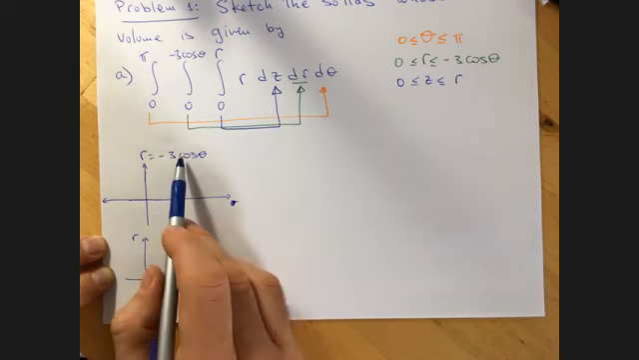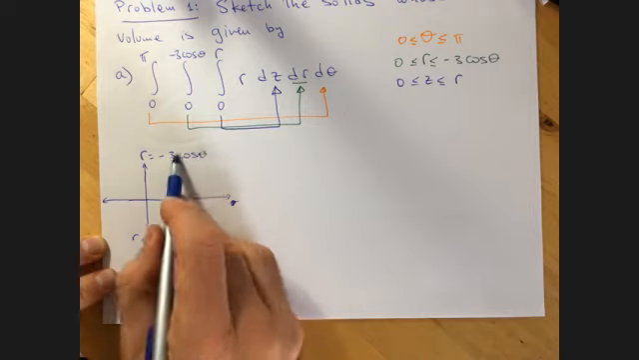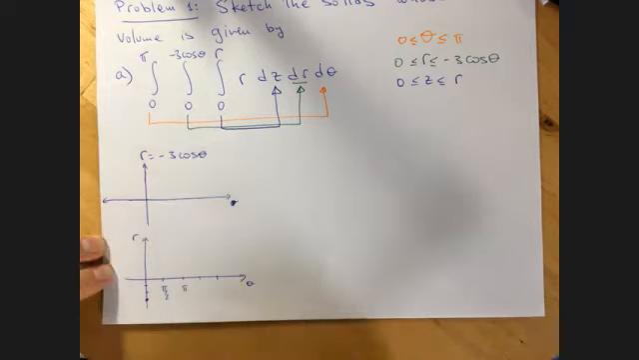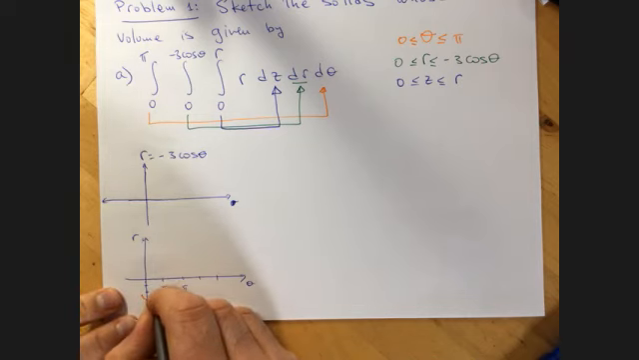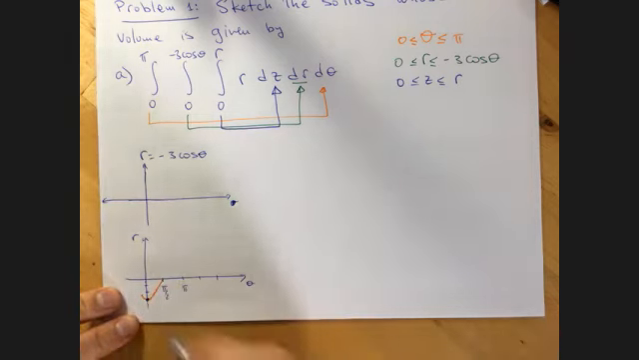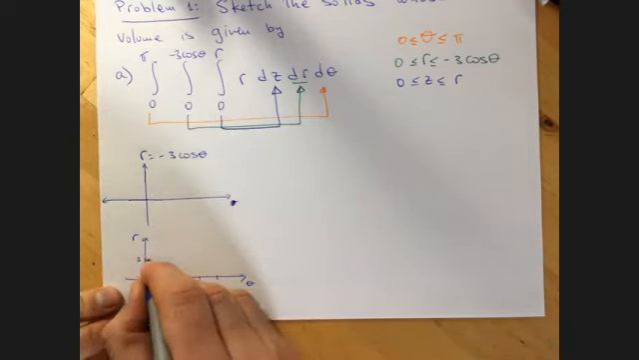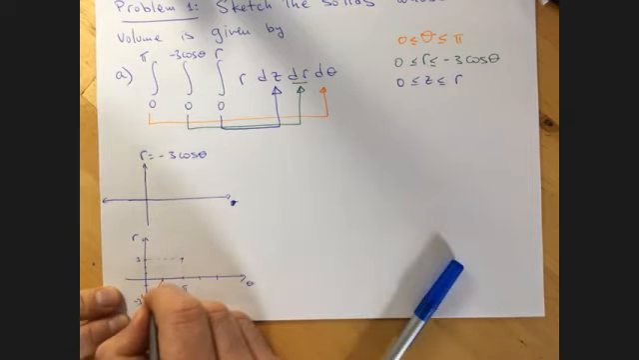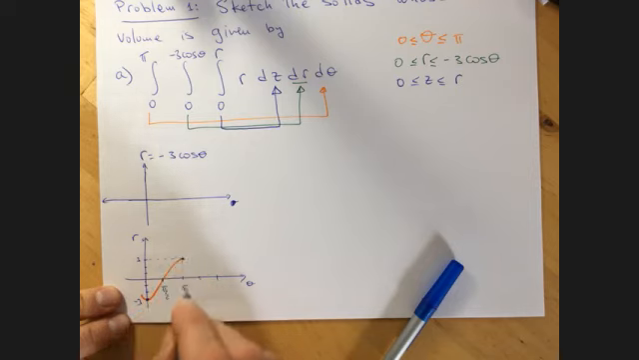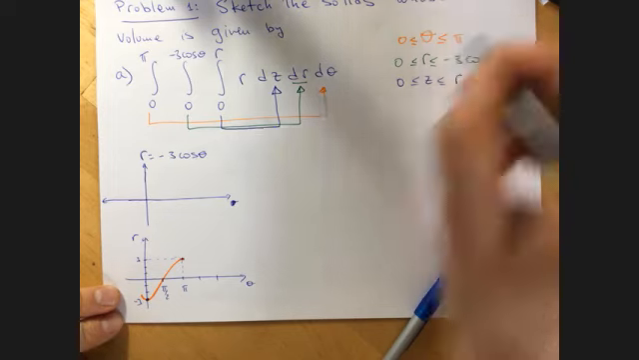When theta is going from 0 towards pi over 2, right? This is becoming smaller and smaller, so it goes towards 0. So it's like this. Then 1, 2, 3. This is -3, right? And here I stop because theta goes from 0 to pi. Okay. So then what is this?